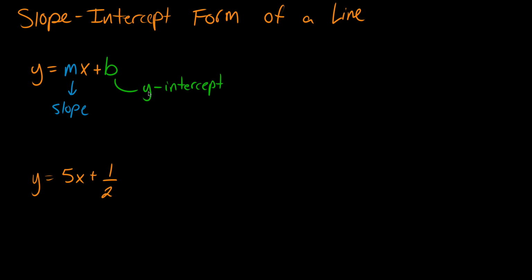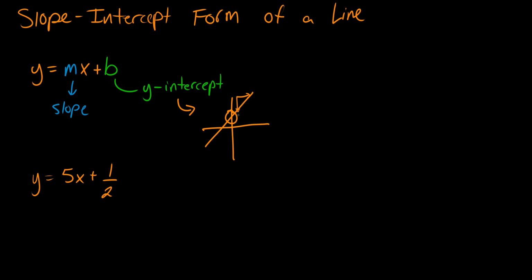So for context, we should know what the y-intercept is. Let me just draw it over here. It's the point at which x is 0. What is the value of y when x is 0? So the point at which the line crosses the y-axis is referred to as the y-intercept. That's what b represents. And m represents the slope. So the rise over the run, right? The rise over the run.